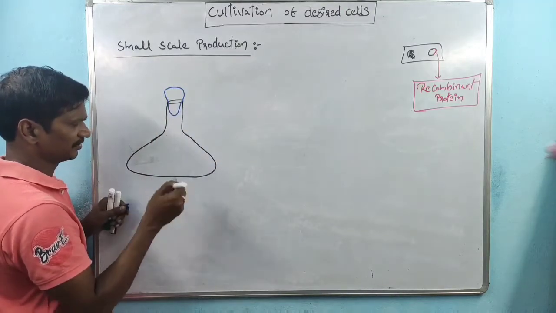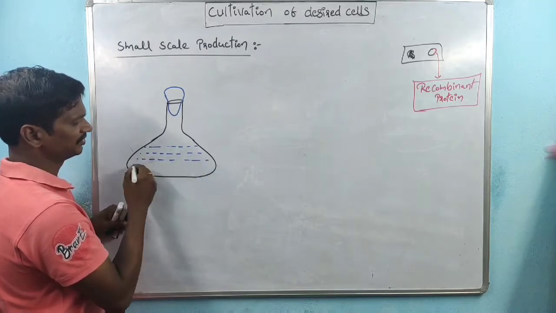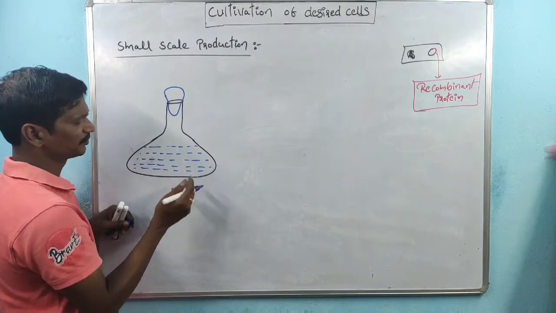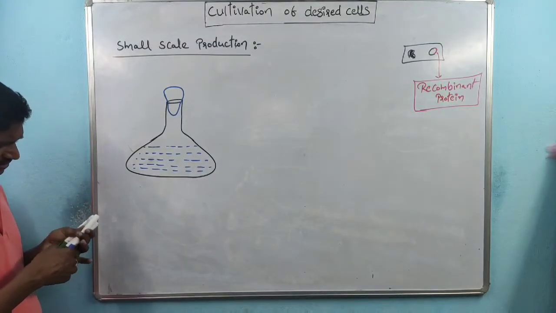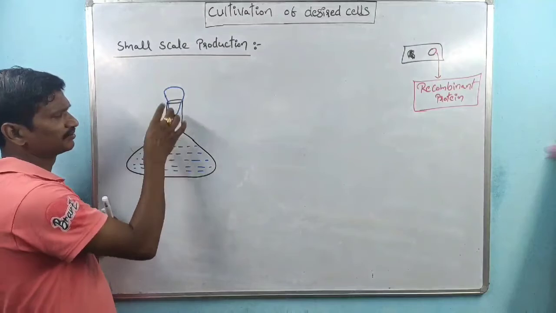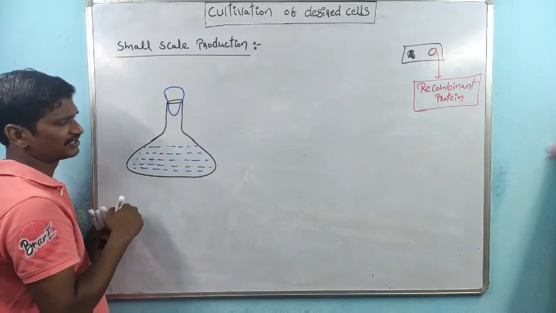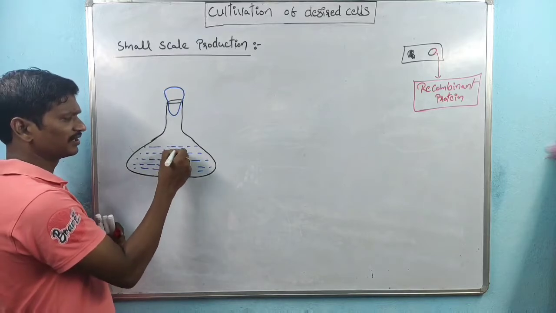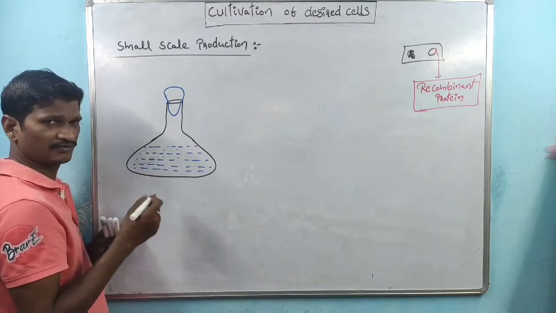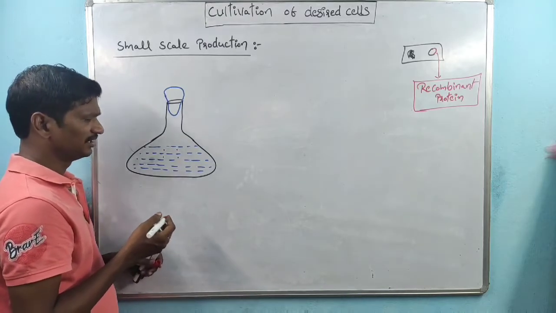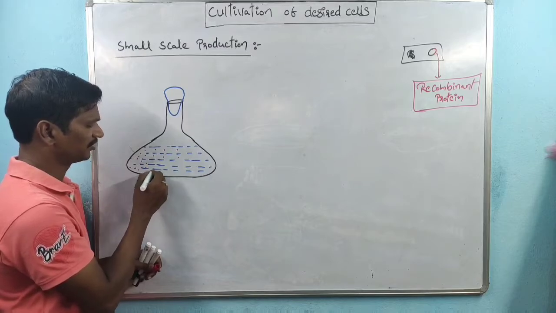Within that conical flask, there is a nutrient media present. We prepare the nutrient media and add our desired cells. This conical flask is blocked by a cotton plug, which prevents the entry of unwanted microorganisms. We add some of our desired cells after the isolation process. In the presence of these nutrients, the number of cells doubles or increases.